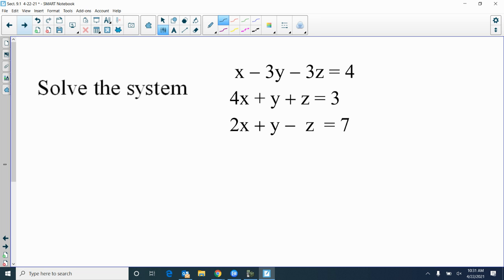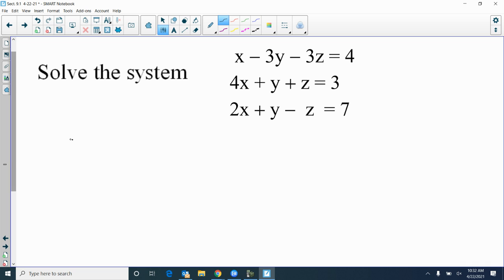I take that, write it in an augmented matrix. Now, part of this, what you need to do is you need to write down each step what you're doing, kind of like those row operations, because otherwise, I have no idea what's going on, or nobody has an idea. So this is 1, -3, -3, 4. 4, 1, 1, 3. 2, 1, -1, 7.